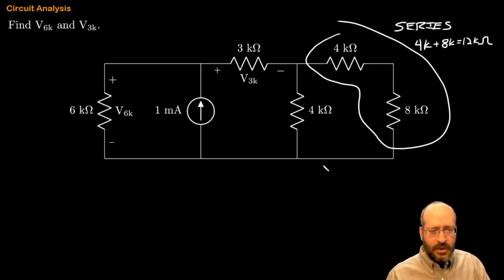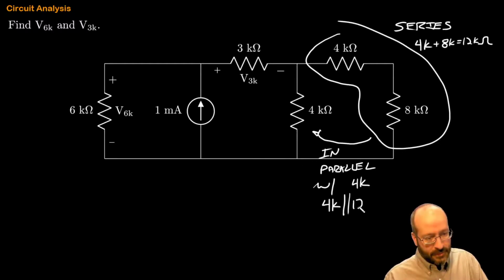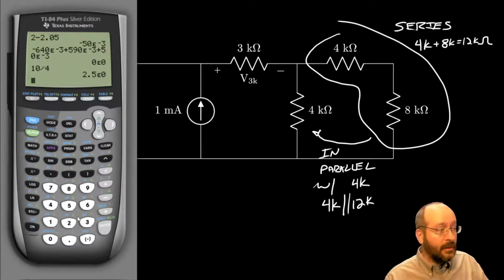And if I'm going to draw all of this, then, well, look, when I combine those, it's going to be in parallel with the 4K, right? So that series combination is in parallel with the 4K. Okay, so I'm going to end up with 4K in parallel with 12K. Pretty sure that's 3K, but don't trust yourself. Go ahead and pull out a calculator here, and let's do 4K in parallel with 12K.